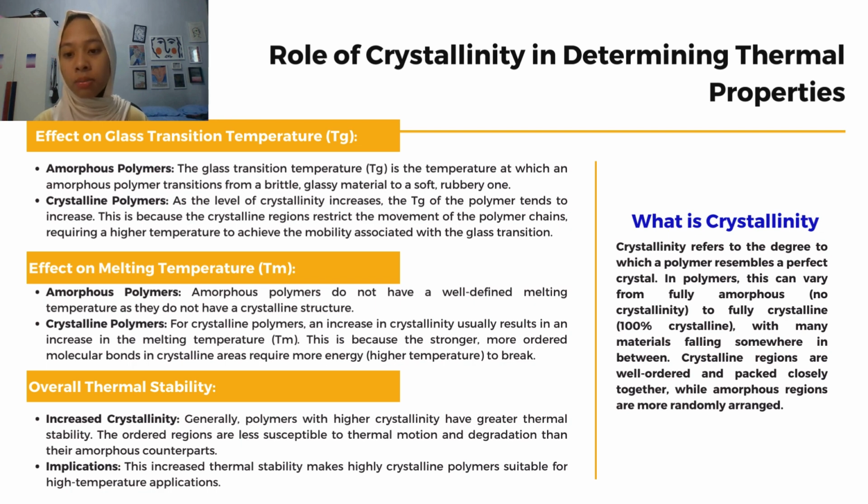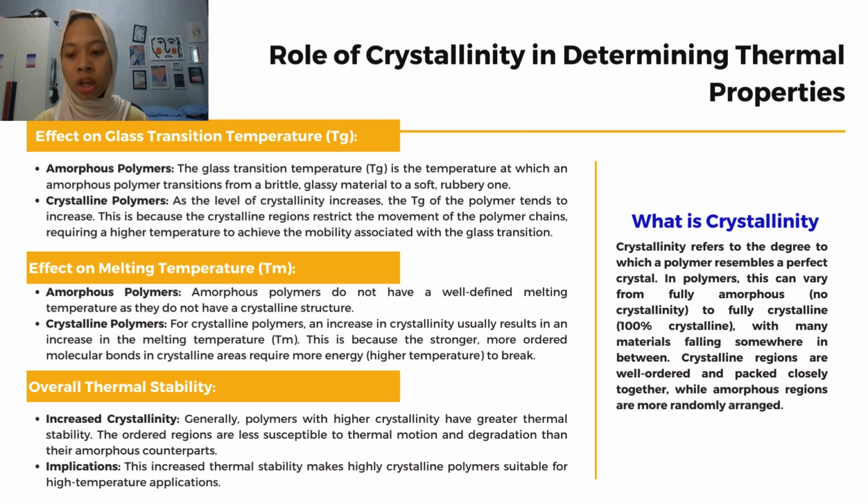For effect on melting temperature or Tm, amorphous polymers do not have a well-defined melting temperature as they do not have crystalline structure. For crystalline polymer, an increase in crystallinity usually results in an increase in melting temperature. This is because the stronger, more ordered molecular bonds in crystalline areas require more energy or higher temperature to break. For overall thermal stability, generally polymers with higher crystallinity have greater thermal stability, as the ordered regions are less susceptible to thermal motion and degradation than their amorphous counterparts.